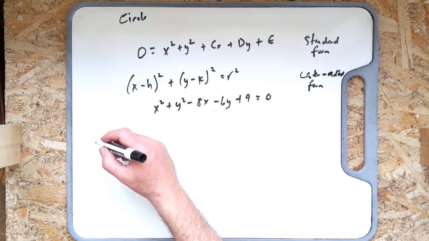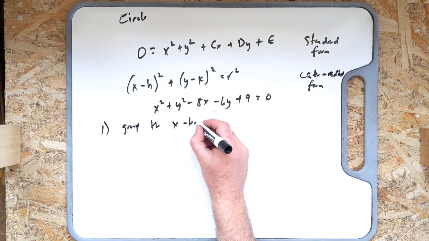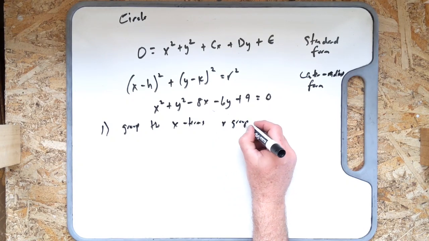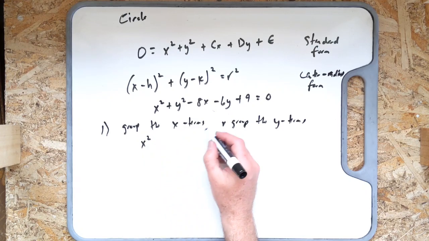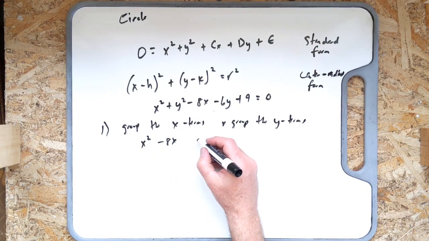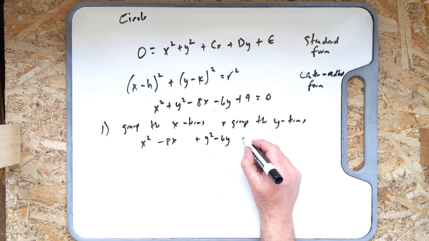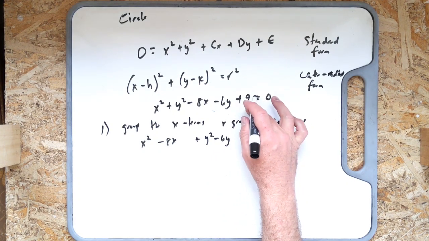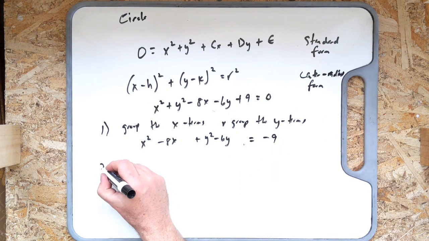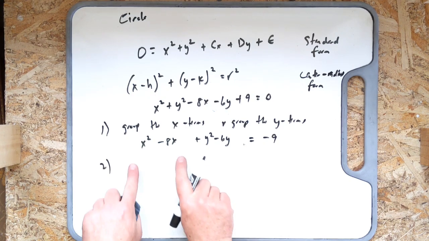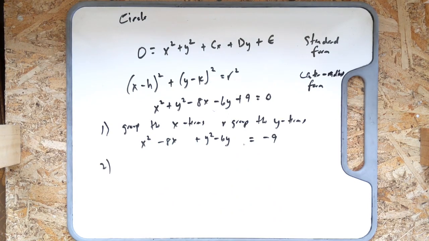Okay, so here's the steps. First step is to group the x terms and group the y terms. So in other words, put x squared with the minus 8x, put y squared with the minus 6y, and we're going to put the 9. We could leave the 9 there, but I'm actually going to put it on the other side and make it negative 9. Okay, second step, complete the square with this, then complete the square with this, and then we'll simplify down.